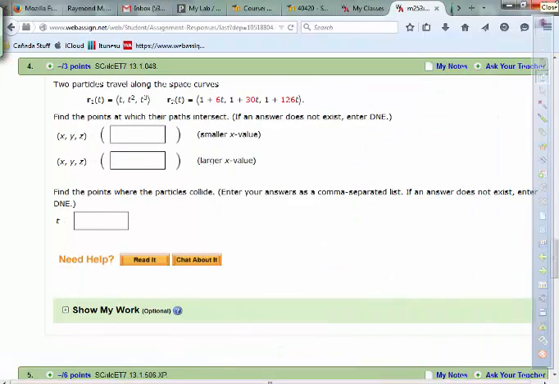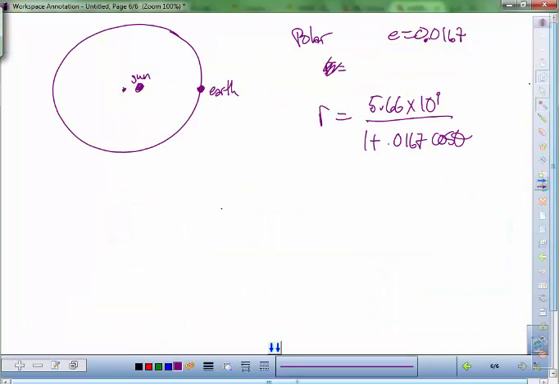Whoa, what happened? Okay. Oh, I have to multiply this by... I think we need a new connection here.